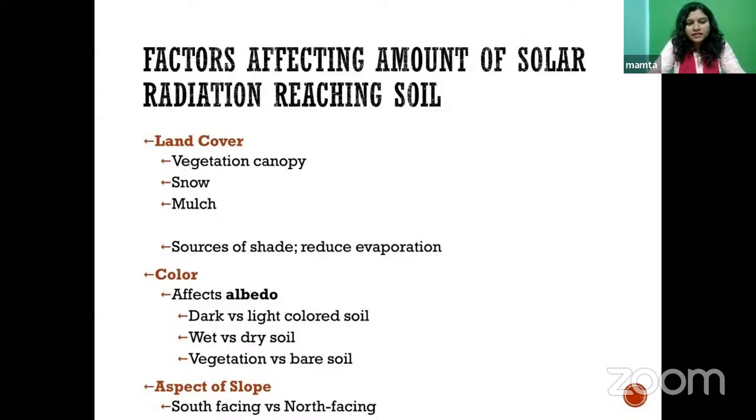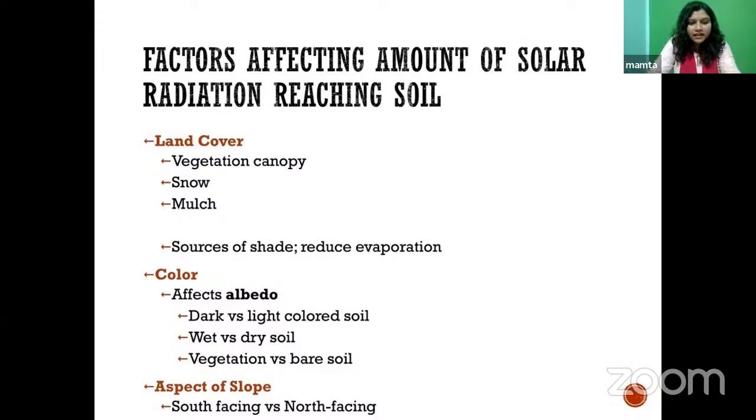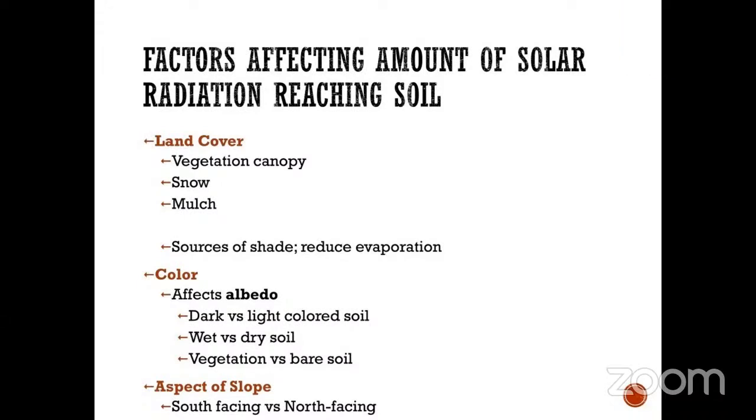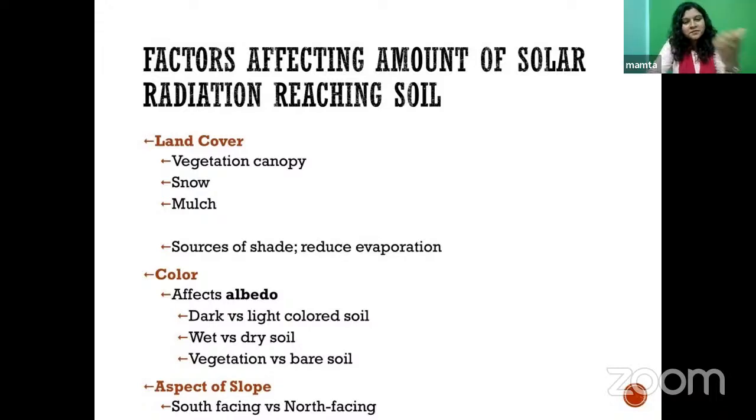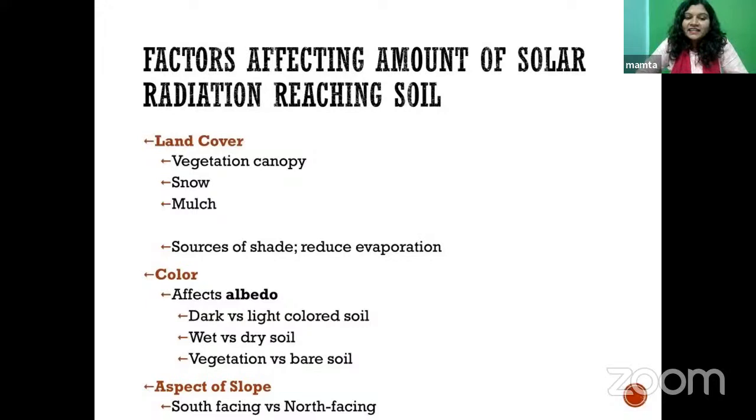Now color affects albedo, so an indirect relationship is there. You will see dark versus light colored soil. In which soil do you think there will be high albedo or low albedo, dark or light color? Albedo will be low in dark color, because it reflects less. Low in dark color and high in light color. Albedo will be high in light color.